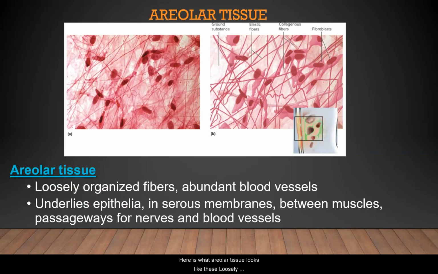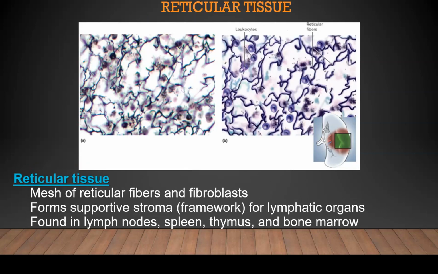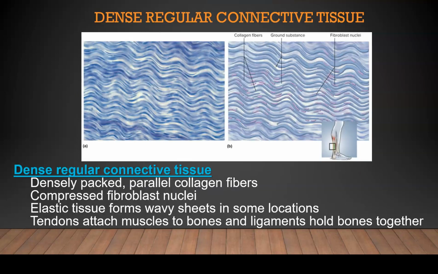Here's what areolar tissue looks like. These loosely organized fibers, a lot of blood vessels in this tissue. And this is what you'll find underlying the epithelia and serous membranes, between muscles, and then the passageways for nerves and blood vessels is areolar tissue. Reticular tissue is a mesh of reticular fibers and fibroblasts, and it forms the supportive stroma, or basically the framework, for the lymphatic organs. So you'll find them in the lymph nodes, the spleen, the thymus, and the bone marrow.